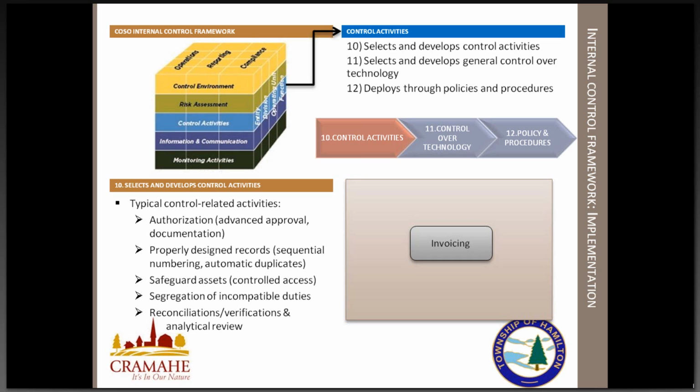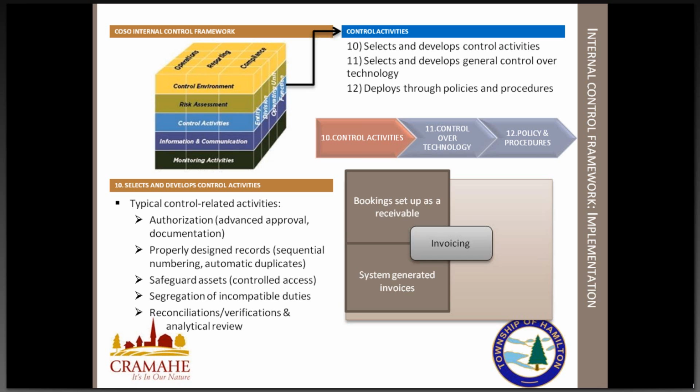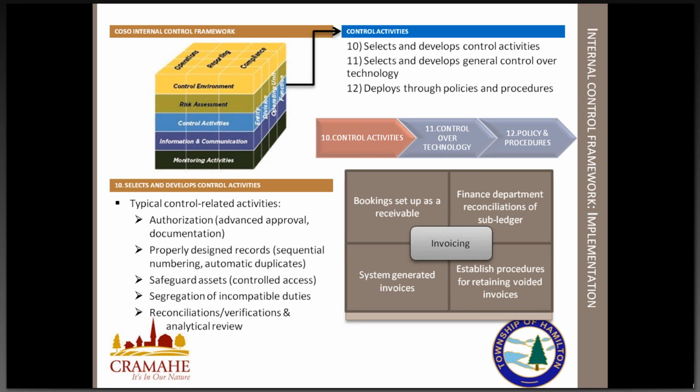So in the invoicing problem that was introduced 2 slides ago on the flowchart, there were a number of solutions that were brainstormed: to provide staff with facility booking software to ensure that all invoices were system generated, for the finance staff to set up facility bookings as a receivable in our finance system, to have the finance department perform reconciliations of the receivable subledger for the new facility booking software against the receivables that were entered in the financial system, and to establish procedures for retaining voided invoices.